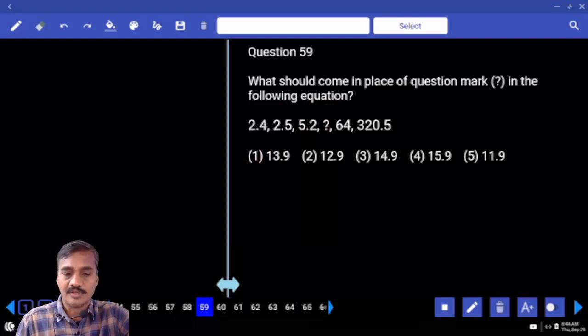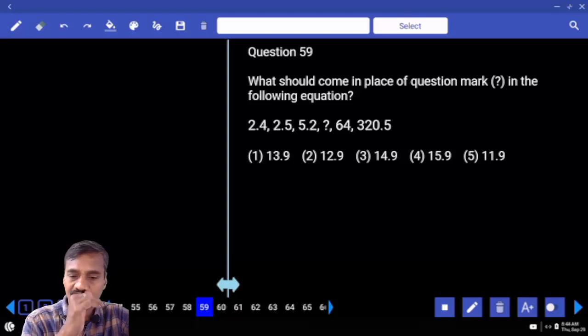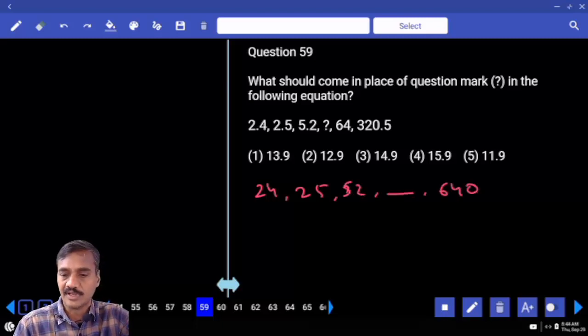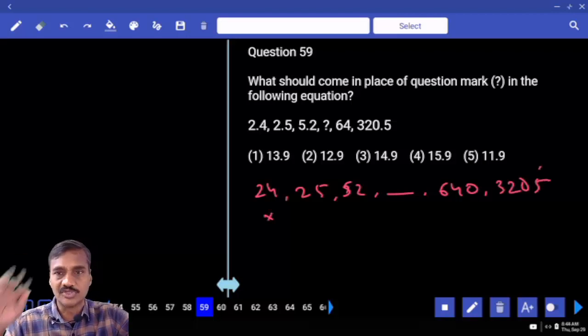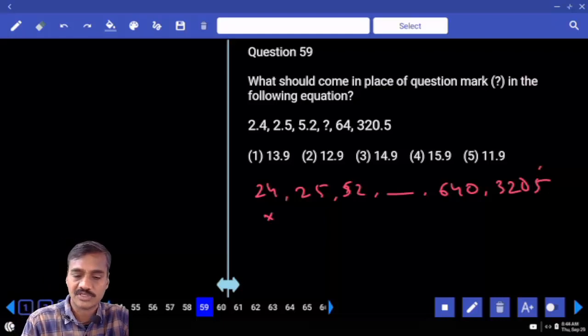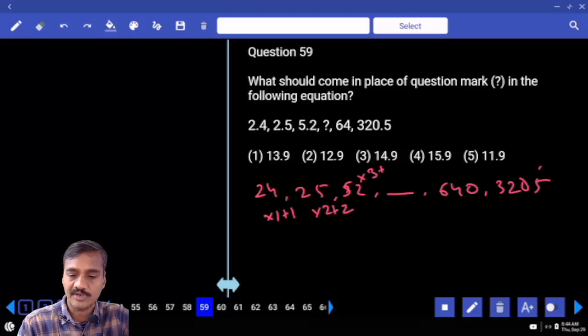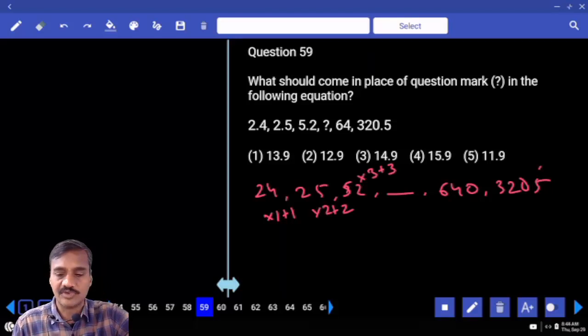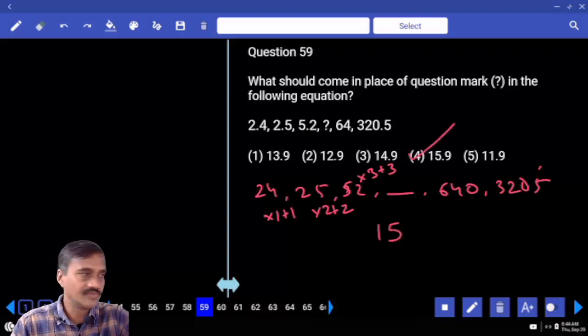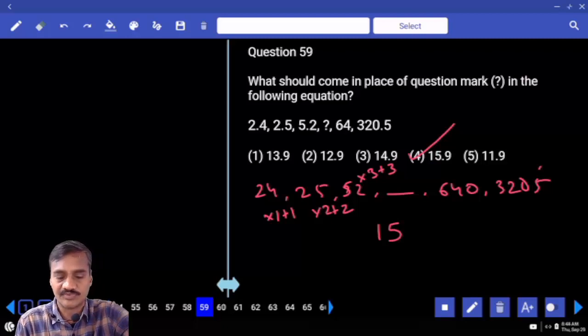Then 59. Now in this 59, 2.5, 2.5. Now how to do it? 2.4. Now if you multiply the numbers, 24, 25, 52, how do we write it? 52 blank, 640 and 3205. Now in this one, if you observe here, this is 24 to start in the 3000. Numbers are increasing at a very fast rate. That's into 1 plus 1. Again into 2 plus 2. Next one into 3 plus 3. And 52 into 3, 156 plus 3, 159. 159 divided by 10, 15.9, choice 4. Into 1 plus 1, into 2 plus 2, into 3 plus 3, into 4 plus 4 and so on.